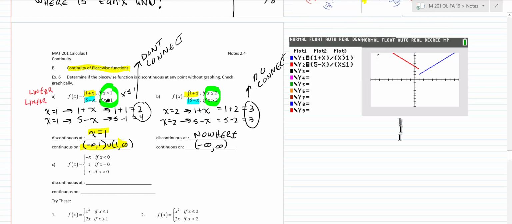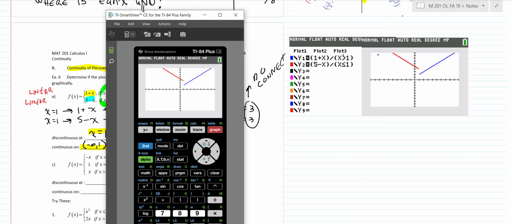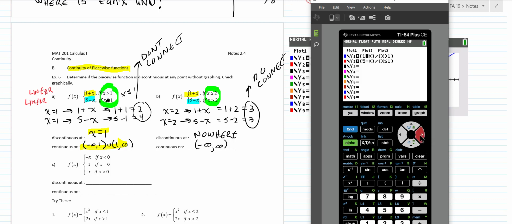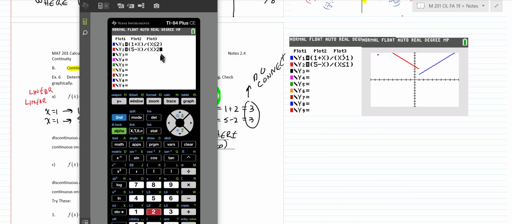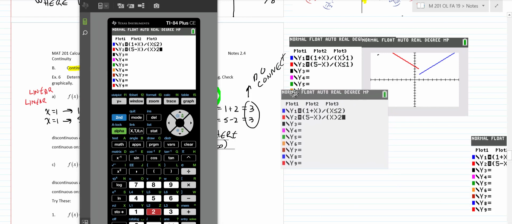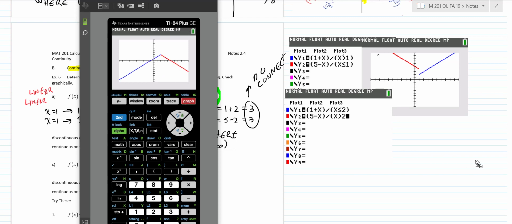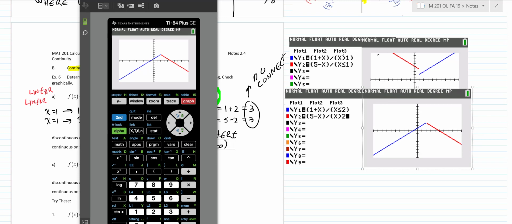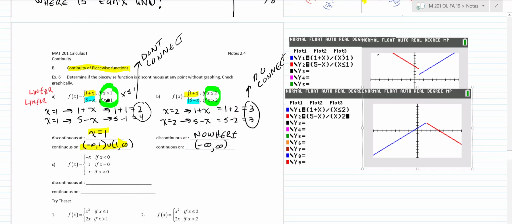Okay, so we can just use the calculator to check. You can do this if you want to. I'm just going to change this slightly. The first one was x less than or equal to 2, so I'm just going to put in x less than or equal to 2. And then the next one was greater than 2, so I put in x greater than 2. Okay, let's take a look and see if the graphing calculator verifies what we saw. Look at that. It's connected. Okay, and that's the key thing. You can tell it's connected, so it is continuous. Okay, verification.